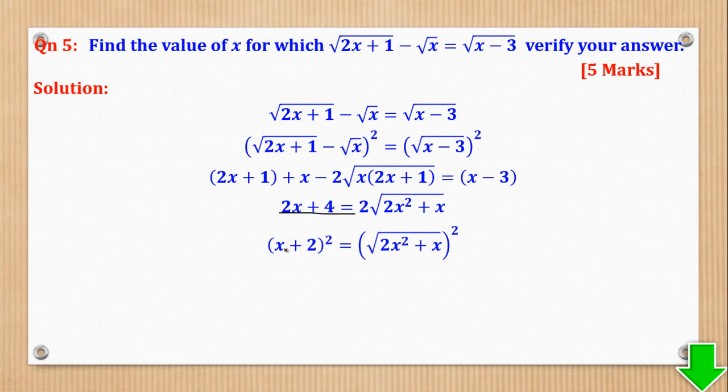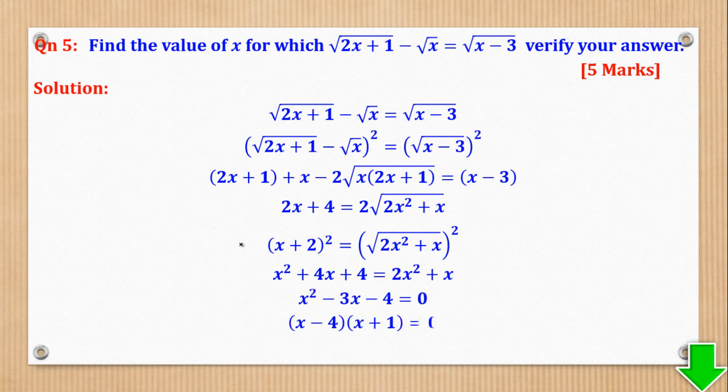This one is somewhat different from this. Why? Because 2 was common. So when I factorize out 2 here, I'll get x plus 2. So the 2 factorized out goes with that. Then I square, I'll come up with this. Collect like terms to get a quadratic and then solve the quadratic. So here I was able to use factorization, but even if you use the quadratic formula, it is still okay. So I'll come up with 2 values.